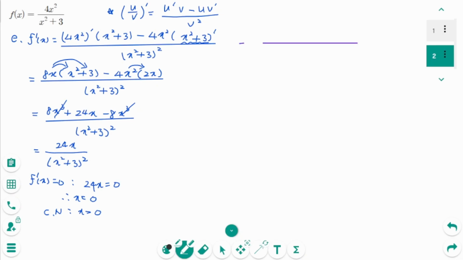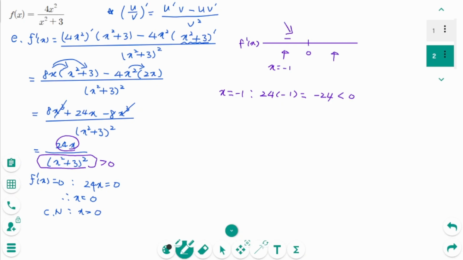The number line is here, f prime of x, then 0. When the testing number is -1, the denominator of f prime is always positive, this one. So we can use only the numerator part, which is 24x. So 24 times -1 is -24, which is negative. When the testing number is 1, 24 times 1 is 24, which is positive.